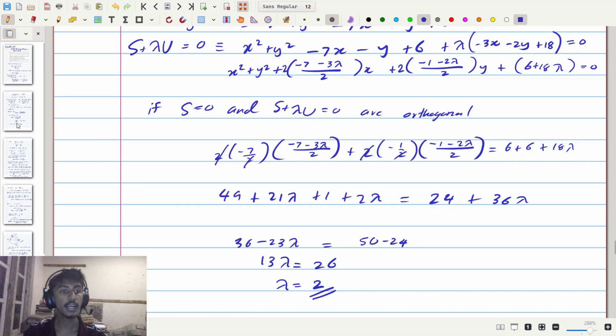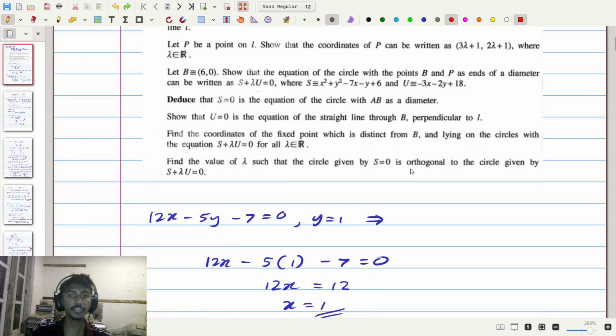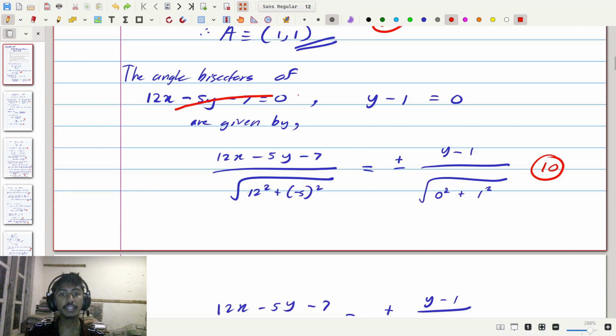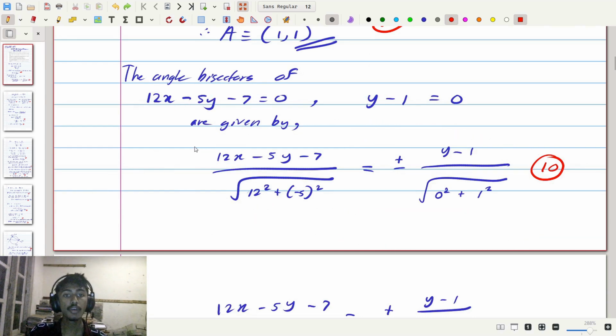So now finally, let's go up and discuss the marks awarded for this question. At the start of the question, when you find the coordinates of the point A using a valid method, you get 10 marks. After that, when you take the two lines and then find the angle bisectors using the substitution, for writing the substitution correctly, you get 10 marks.